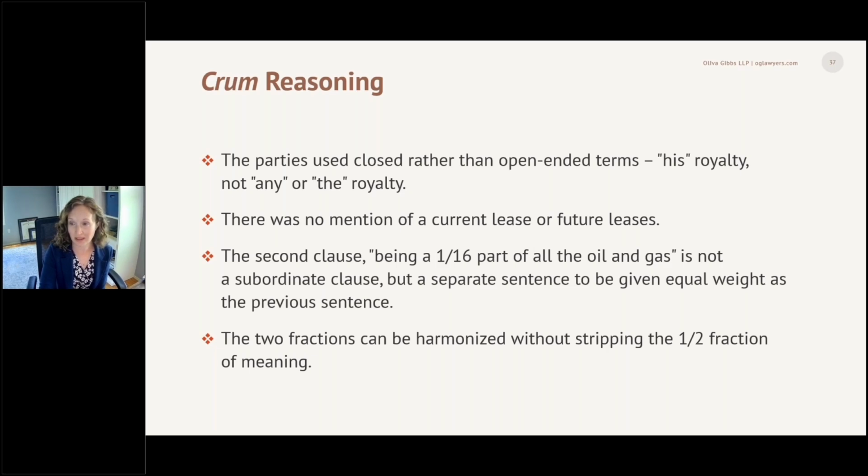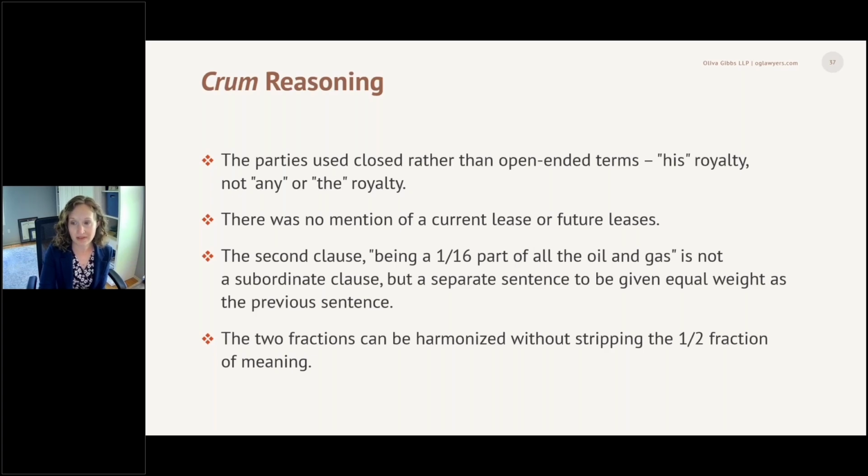In the opinion here, the court compared language in a Texas case, U.S. Shale, where the court predicated its conclusion that the deed at issue conveyed a floating fraction of royalty based on its conclusion that a 1/16 reference was contained in a clause subordinate to the 1/2 reference. And that's not the case here, because the court says that "being" capitalized, it is its own sentence. And then the court went on to say that the two fractions can be harmonized without stripping the 1/2 fraction of its meaning, as then it's not superfluous. It makes sense if you assume that his royalty at the time of the assignment was the 1/8.